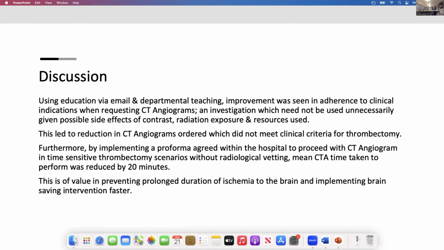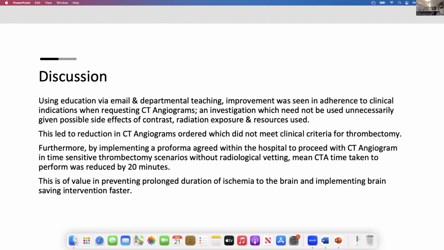Conclusion: using education via email and departmental teaching, improvement was first of all seen in adherence to clinical indications when requesting CT angiograms, an investigation which need not be used unnecessarily, given the possible side effects of contrast, radiation exposure, and resources used. And this led to a reduction in the CT angiograms ordered which did not meet clinical criteria for thrombectomy. And furthermore, by implementing a proforma, which was agreed within the hospital to proceed with the CT angiogram in time-sensitive thrombectomy scenarios, mean CTA time was reduced by 20 minutes.